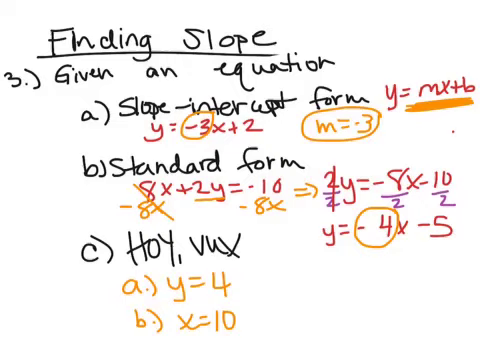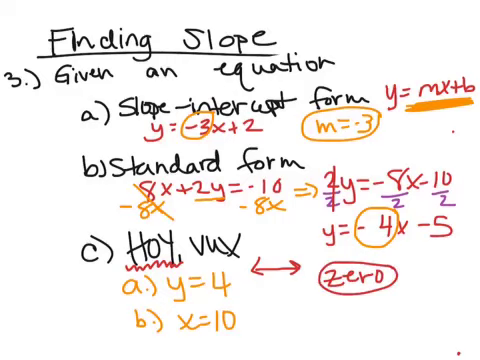In A, it says y equals 4. So I want to think about this HOY acronym. What HOY stands for is the H stands for horizontal, so it's a horizontal line. The slope is going to be 0 because my line would look like this. And it's going through a y value of 4. So since it has the acronym HOY, my slope is 0.